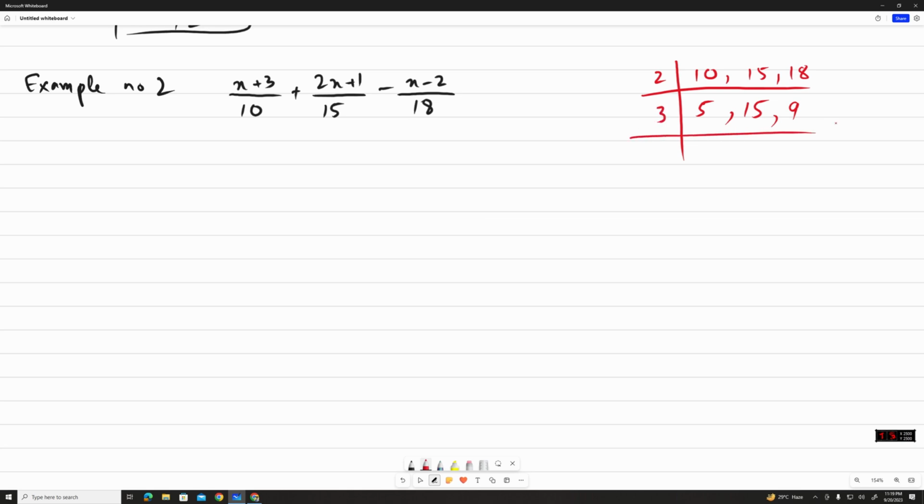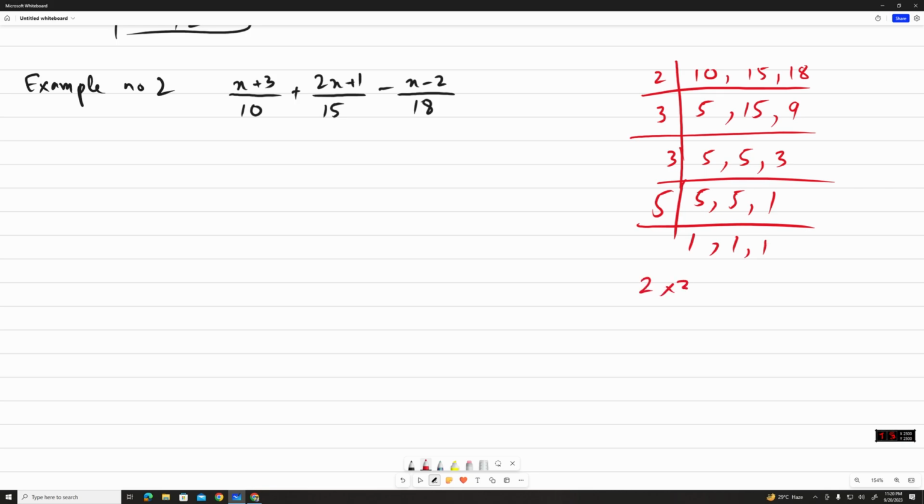Yes, 3 does divide everything, or 2 terms at least. It's going to be 5, and it's going to be 3, and 3 again, and now 1. Now we have 5. It's going to be 1 and 1 and 1. So what's going to be the LCM? It's going to be 2 multiplied by 3 multiplied by 3 multiplied by 5.